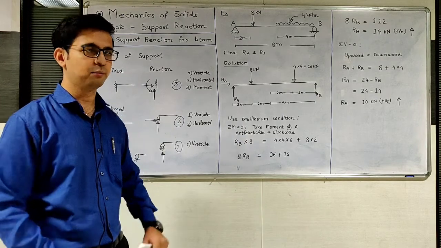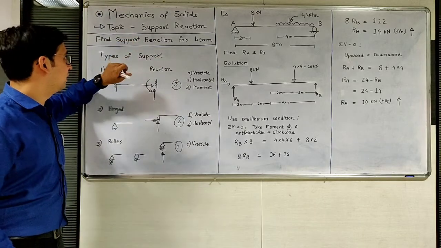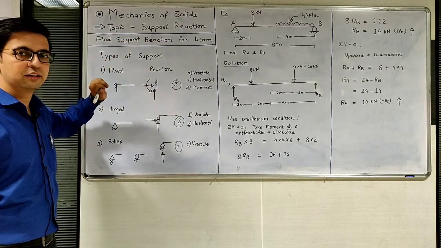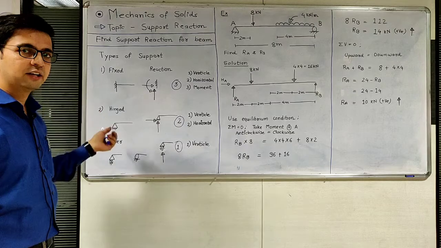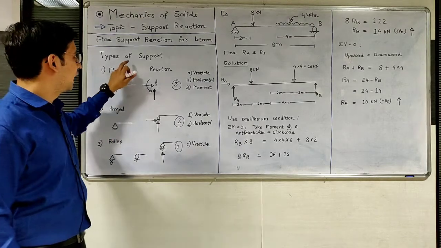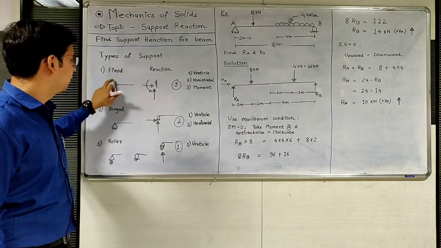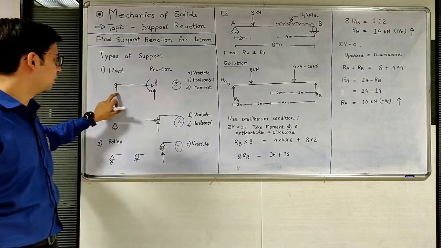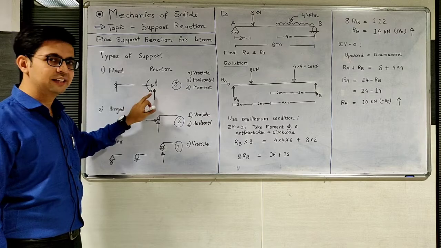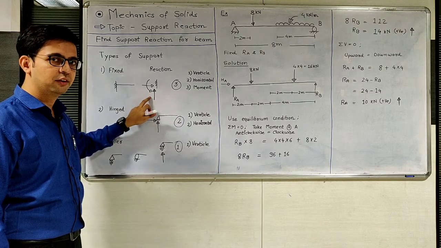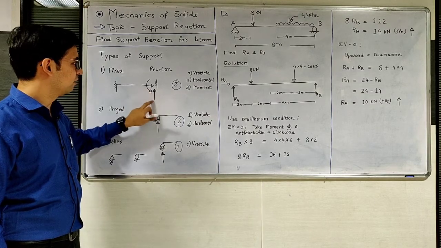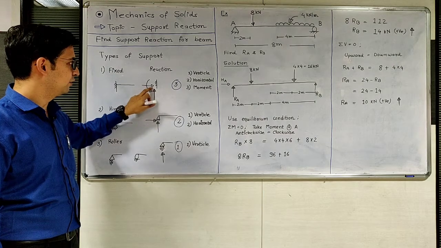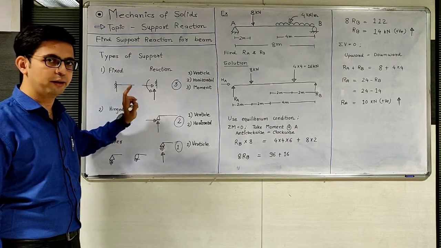In this session of Mechanics of Solid, my topic is how to find support reaction for beam. The prerequisite about the session is types of support. The first type of support is fixed support. Reactions generated in fixed support are 3: first one is vertical reaction, second one horizontal reaction, third one moment.